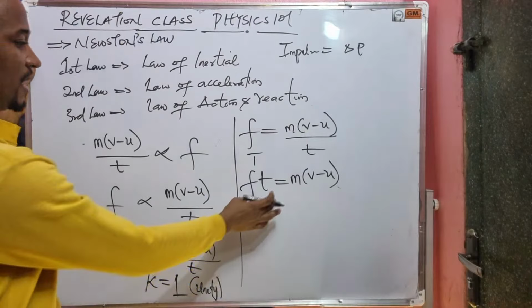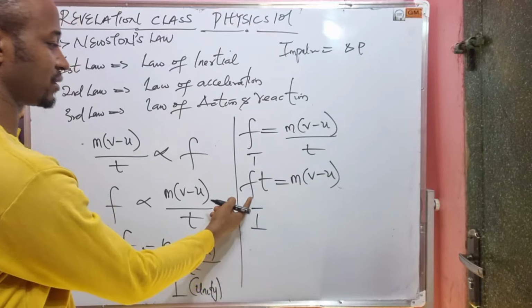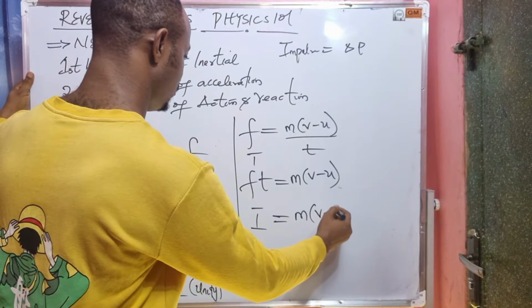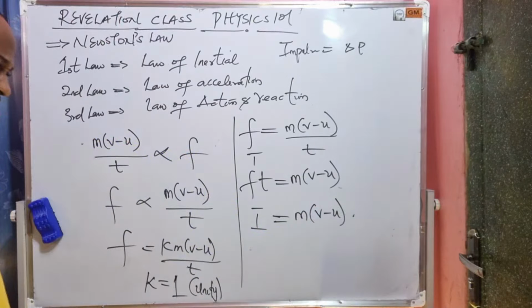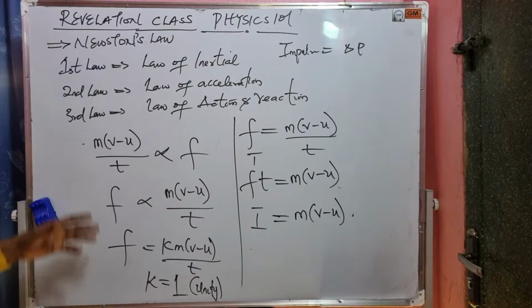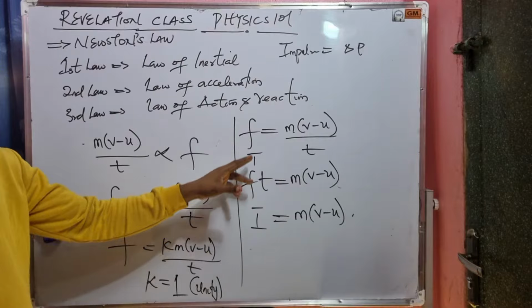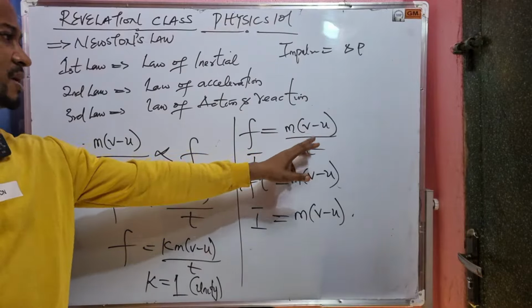All right. Impulse is simply the product of force and time, which is also equals to what? Change in what? Momentum of a body. So this is what Newton's second law is actually saying, okay, that our force is equal to m(v minus u) divided by t.